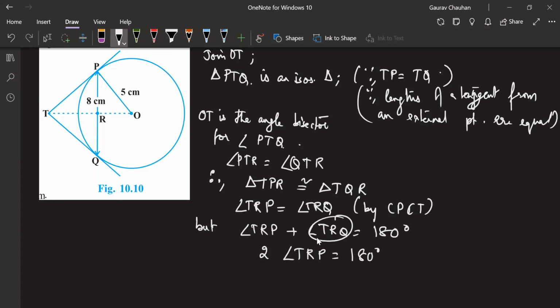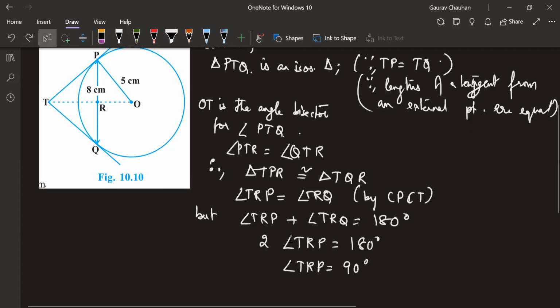If you write in place of this, you also write TRP again, so you get two angle TRP. So angle TRP is equal to 90 degree. All right. Now we have come to the point where we can say confidently that this is 90 degree. If this is 90 degree, this is also 90 degree. These two have got to be equal, so these two are also 90 degree. Okay. So all these four angles at point R are forming 90 degree.